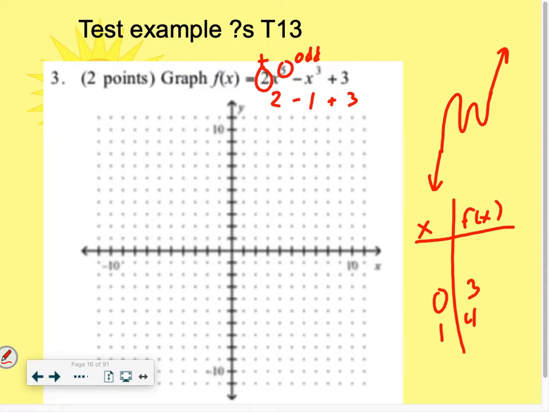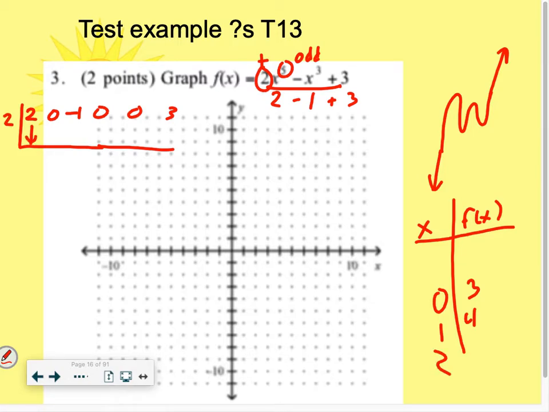I could use synthetic substitution. If I'm using synthetic substitution, I'm taking the coefficients. 2 is the x to the 5th coefficient. 0 is the x to the 4th. There's no x to the 4th. Negative 1 is the x cubed. 0 is x squared. 0 is x. And then the 3 is the constant. And let's just try putting 2 in there.